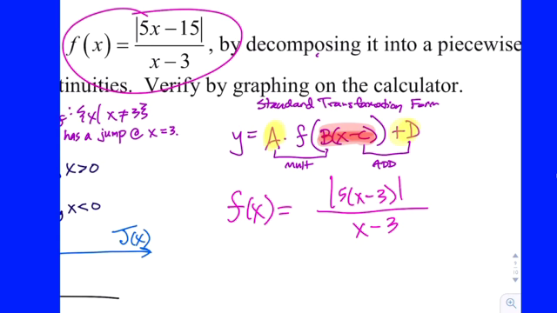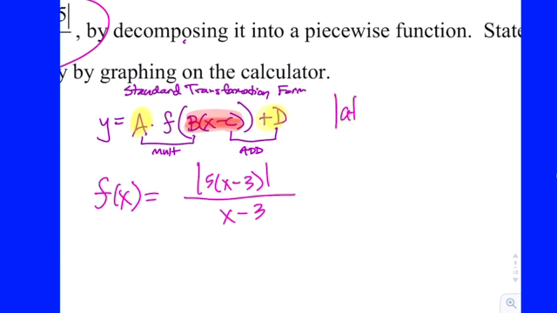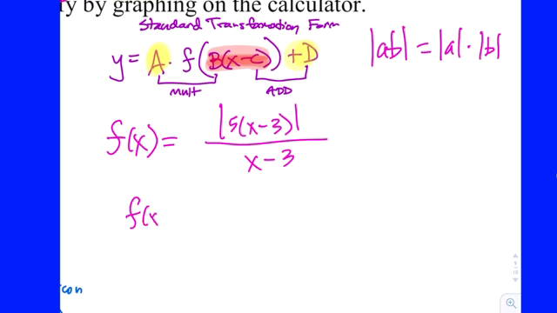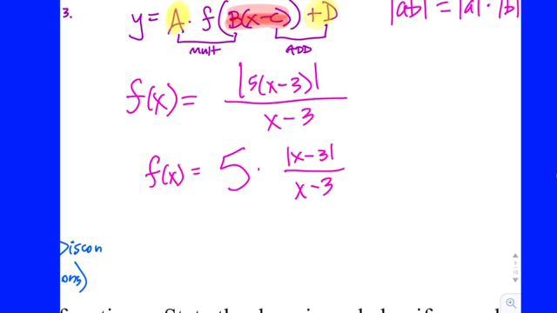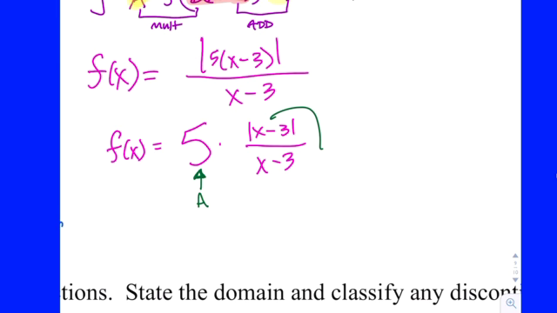All right, now there's a property of absolute values that says the absolute value of ab is equal to the absolute value of a times the absolute value of b. So why is that important? Well, that means I could bring my 5 on the outside and put it in front, times the absolute value of x minus 3, all over x minus 3. That is writing it in standard transformation form. The 5 in the front is an a value, and the minus 3 that occurs twice is a c value. Okay? It's a c value. It's being added or subtracted.